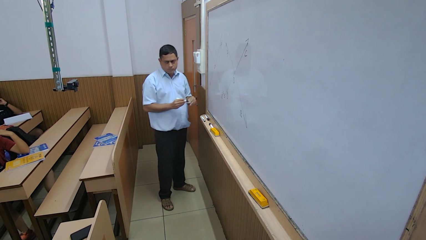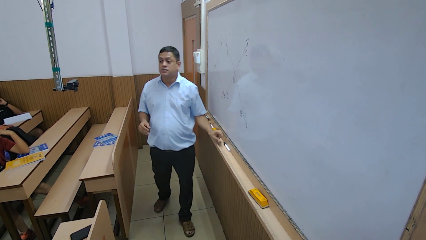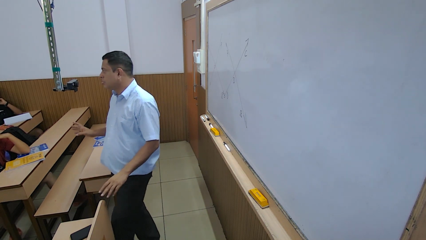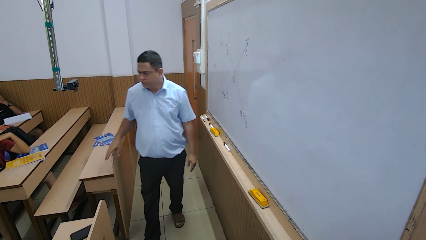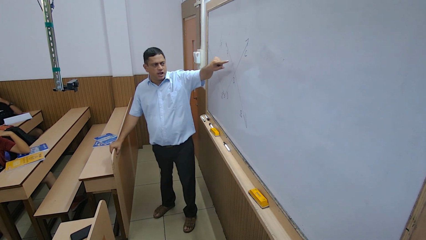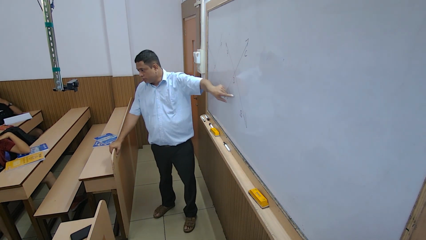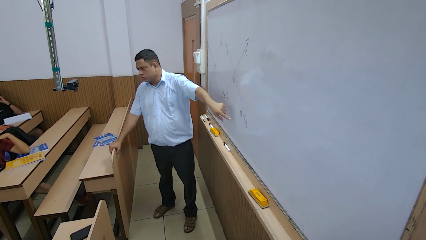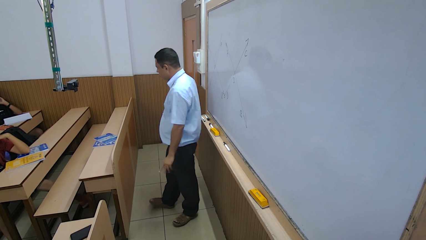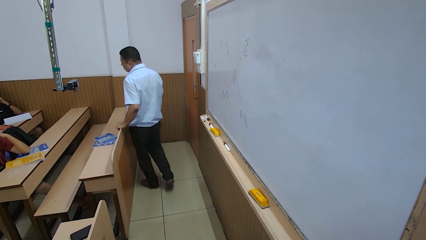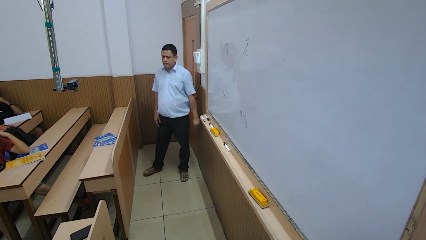Hope you have got it. Yes, sir. This is vertically opposite. Vertically opposite angles are always equal. Means angle AOC is equal to angle BOD. Angle AOD is equal to angle BOC. Are you following this also? Yes. Okay, vertically opposite angles. I'm going to the next one.